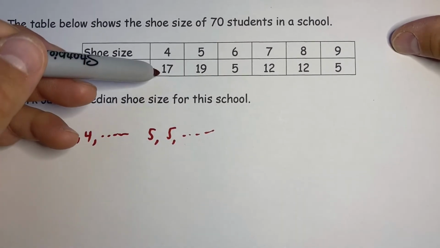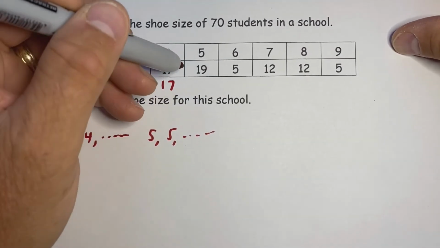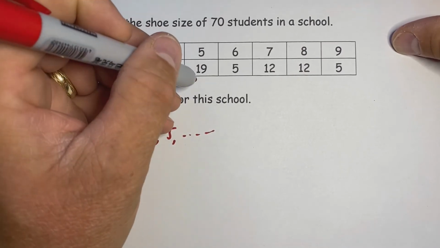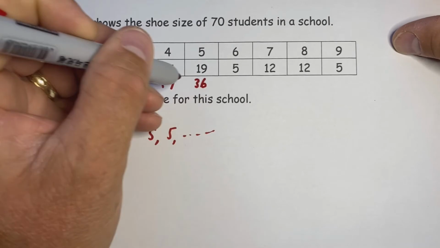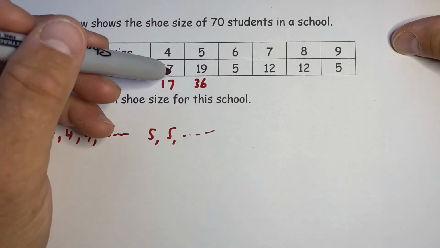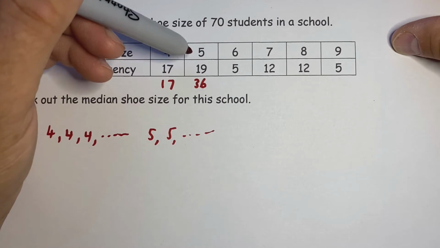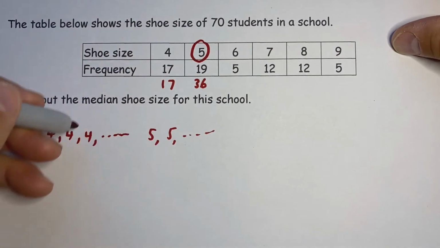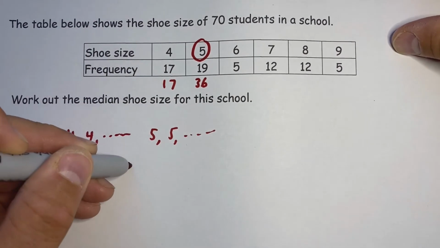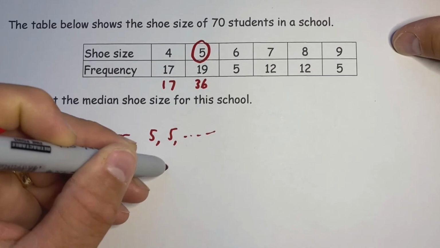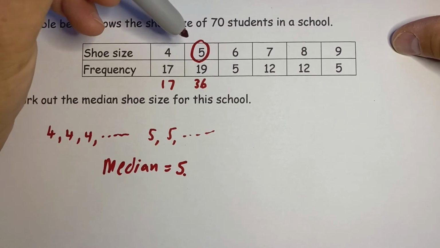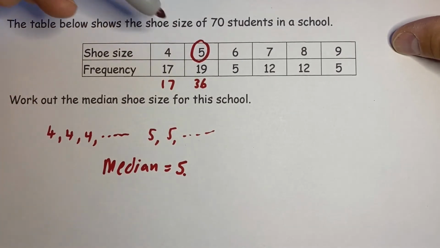So there's the first 17 numbers. If I was to add the next 19, then that would get me to the 36th number, which means to say that the 35th and the 36th number both belong in that group. So the median of this data has to be 5, because the 35th value is 5, the 36th value is 5, and halfway between 5 and 5 is 5. So the median is 5.